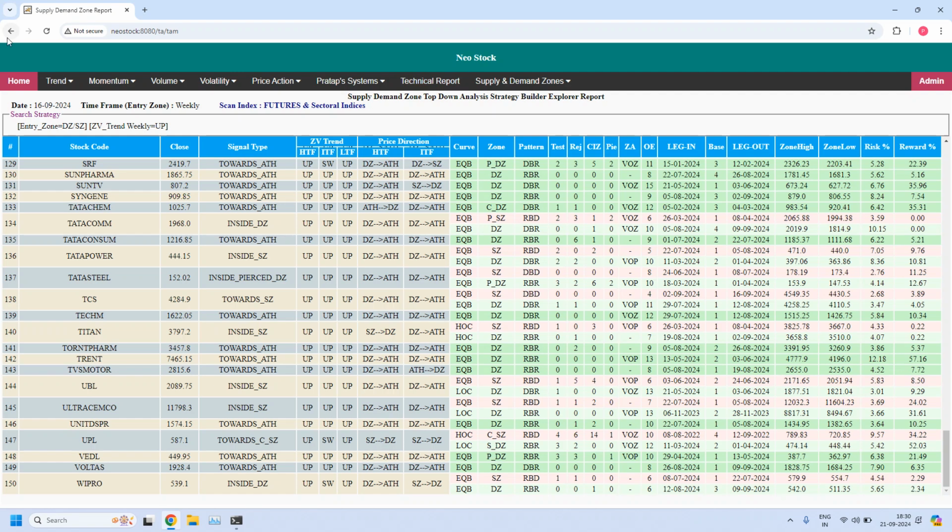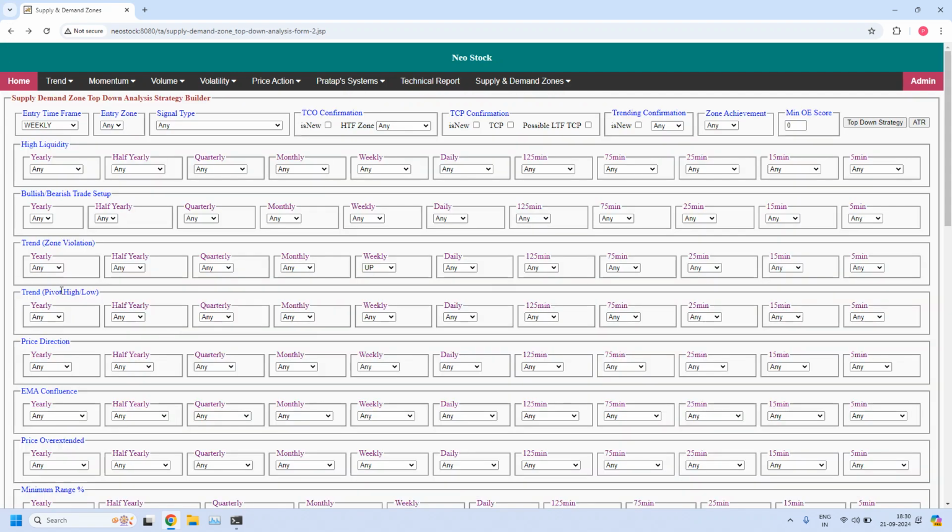So what I want to do, I want to add even a pivot high-low trend also. Both the trends should be uptrend. See, earlier you have this zone violation trend and this is pivot high-low trend. Both trends should support uptrend. Sometimes there could be some mismatch because the zone violation trend is quickly reactive compared to pivot trend. Pivot trend is stable. Once it is confirmed, it is very stable.